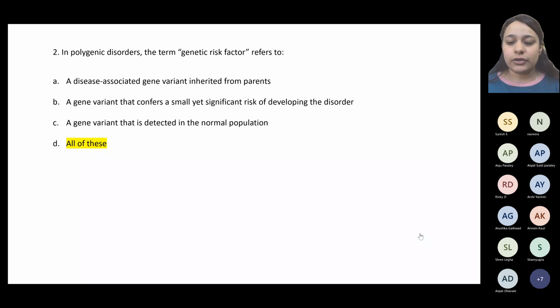Also, it could or could not be a disease-associated gene variant which is inherited from the parent. How could this statement be true? If, for example, this particular variation or genetic risk factor occurs as a polymorphism, that polymorphism might have occurred in your parent also. And when you were conceived, you got that polymorphism, a genetic risk factor for, say, diabetes. So you might have inherited it from your parents as well, right? Moving on to question number 3 now.